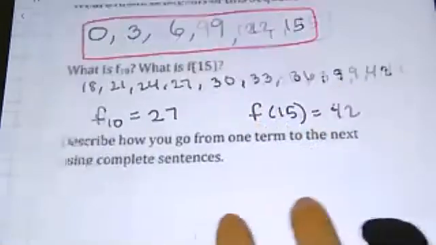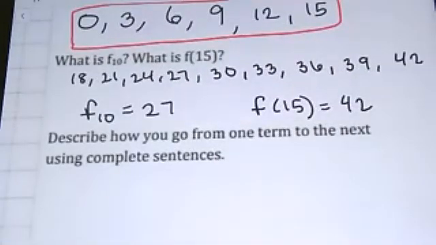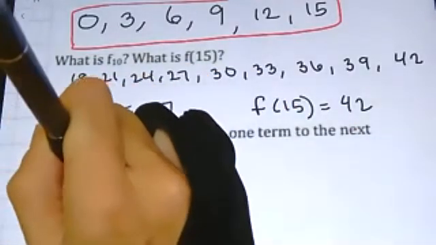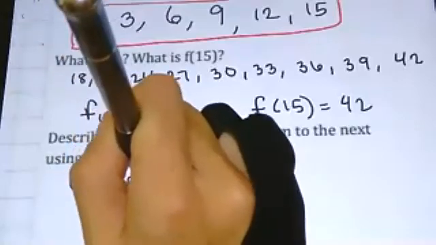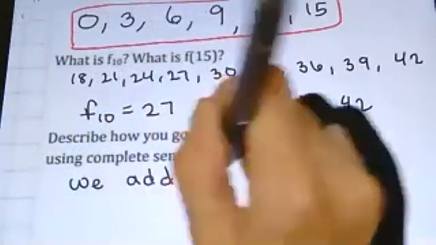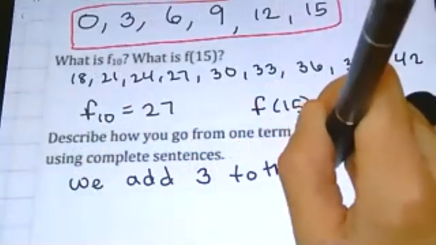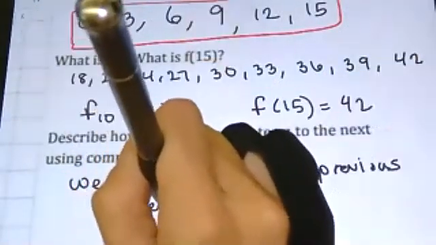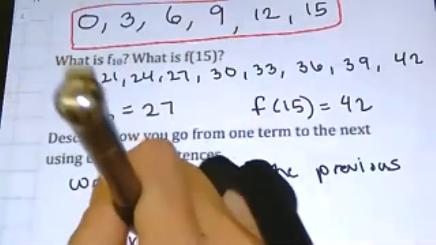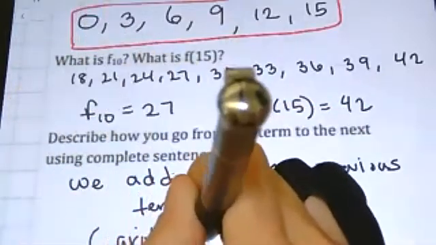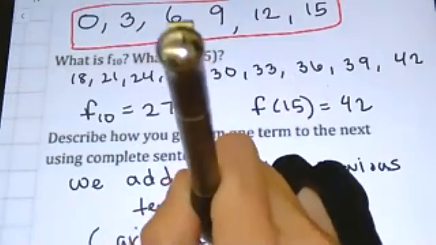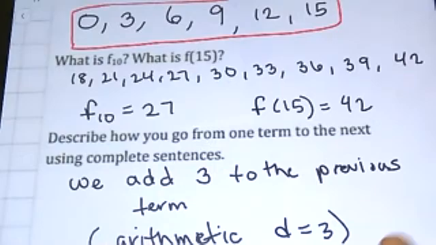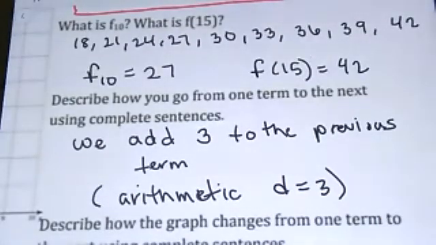Okay? So describe, how do you go from one term to the next? So what are we doing here? We add 3 to the previous term. And remember, that made it arithmetic. Arithmetic with a common difference of 3. That's the same thing as saying this is arithmetic with a common difference of 3.